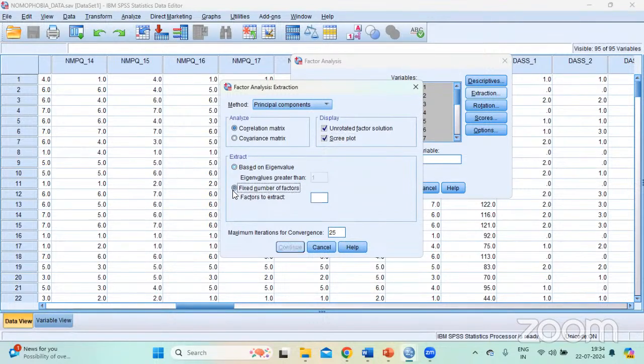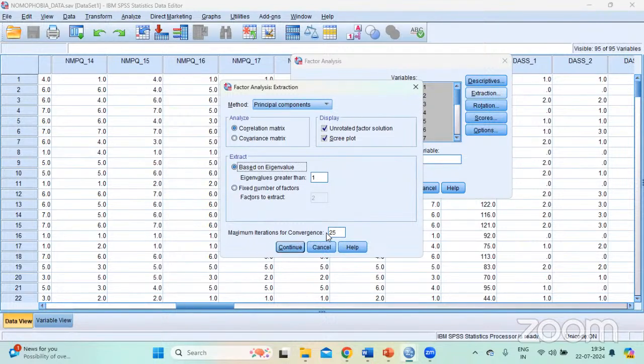You can also specify a fixed number of factors. Suppose we tell it, okay, extract only 2 factors. It will extract only 2 factors for you, doesn't matter whether it is explaining the entire set of the total variance or not. By default, we extract the components based on eigenvalues.